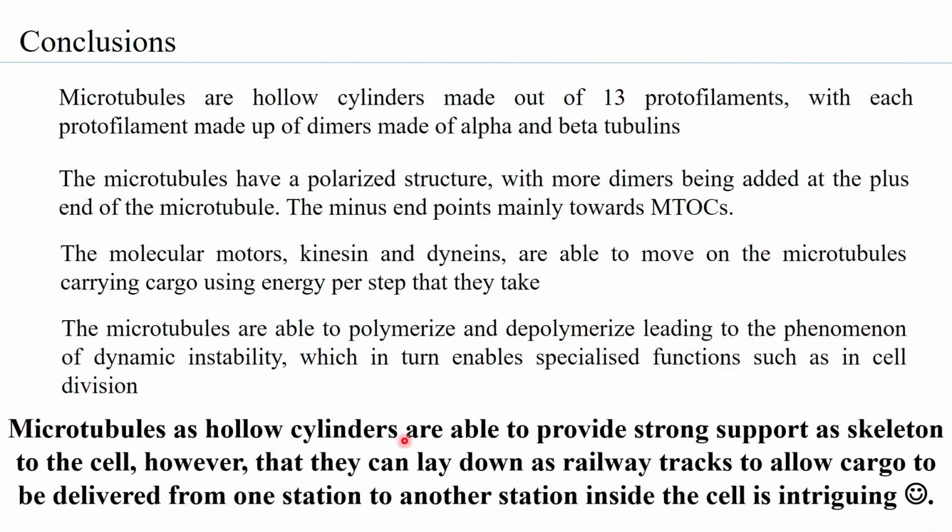So microtubules as hollow cylinders are able to provide strong support as a skeleton to the cell. However, that they can also lay down as railway tracks to allow cargo to be delivered from one station to another station inside the cell is intriguing in itself.